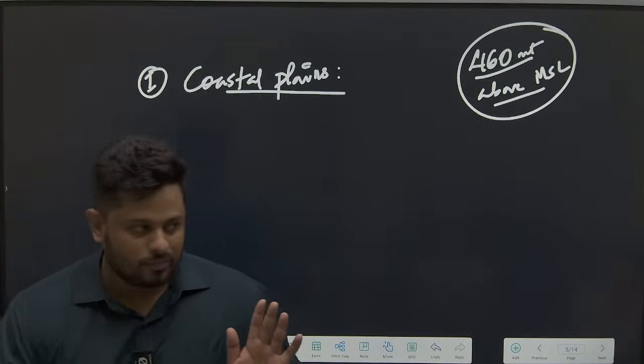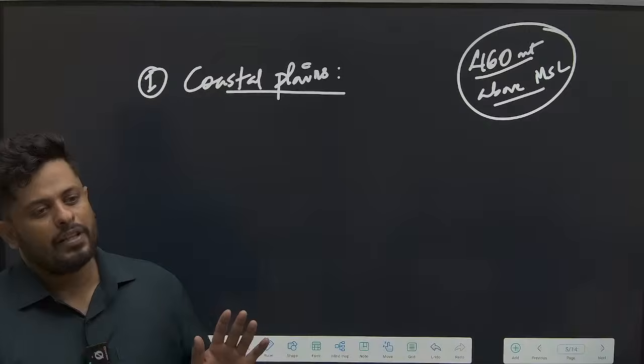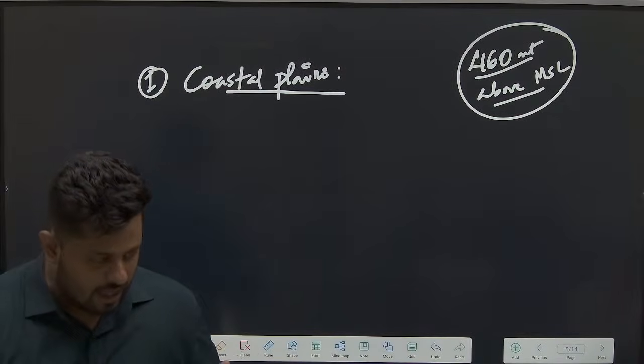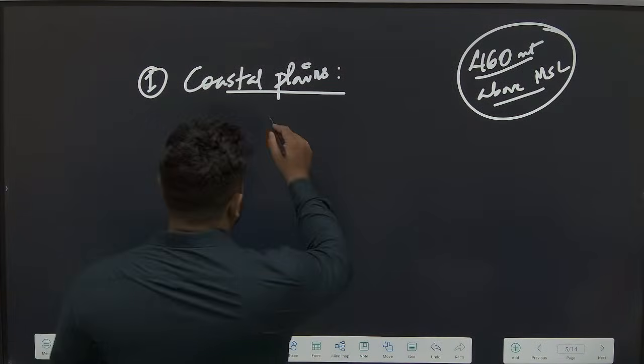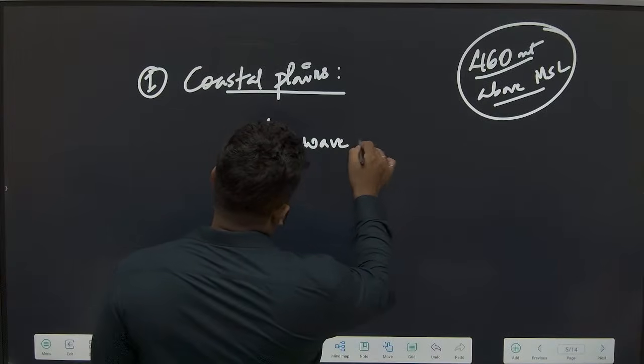All right. What about the coastal plains? Please, if you can tell me. Coastal plains of Karnataka. Largely, what is the nature of these coastal plains? It is said that they are a wave cut platform.